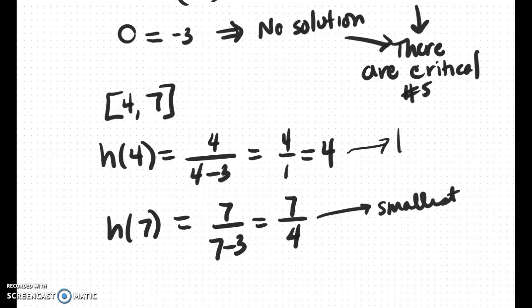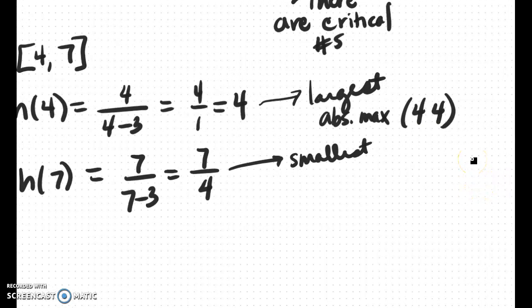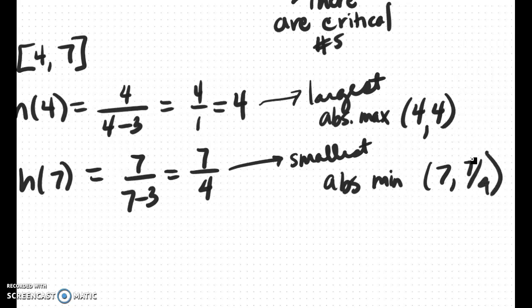So I'm going to say largest, and smallest is this one. So then the largest would be the absolute max, and that would be the ordered pair 4, 4. And the smallest would be the absolute minimum on the graph, which would be at 7, 7 over 4. So you write these as XY pairs.